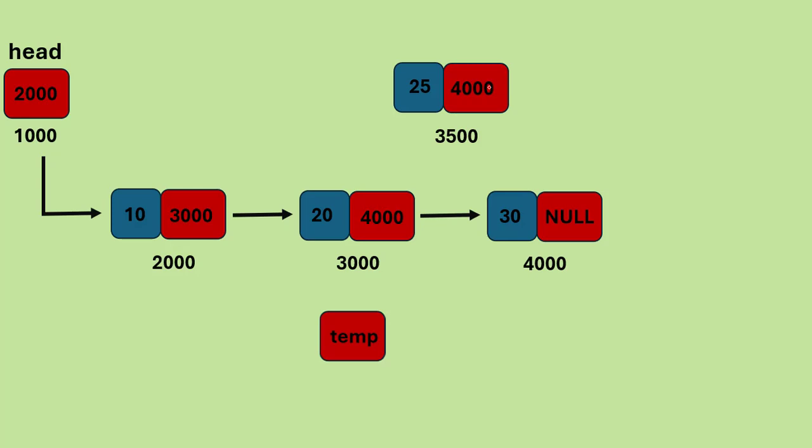So that if I insert 25 between 20 and 30, after 25 I'll go to the node called 4000. Afterwards I have to change this node's address. So what will I do? In temp dot next, I'll store the new node's address. The new node address is 3500. That I'll store in temp dot next. Now I have inserted the value 25 between 20 and 30.